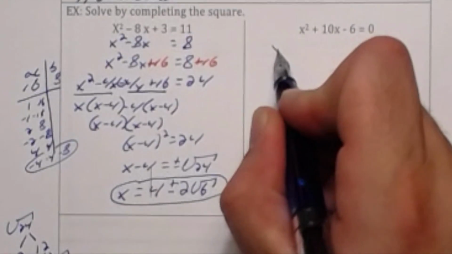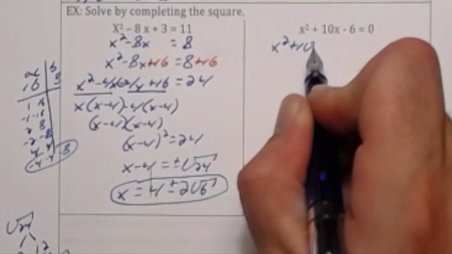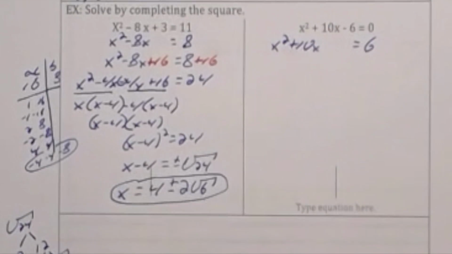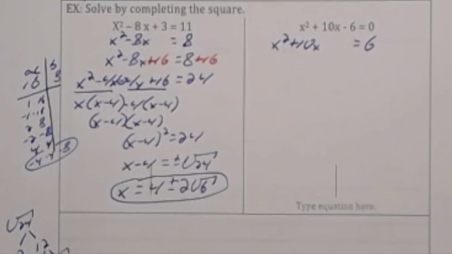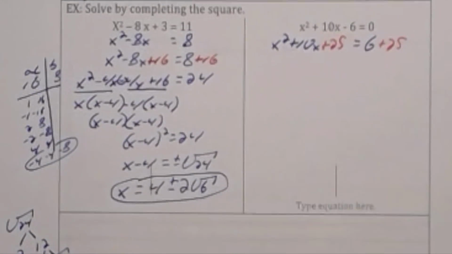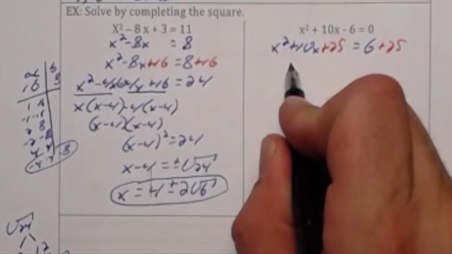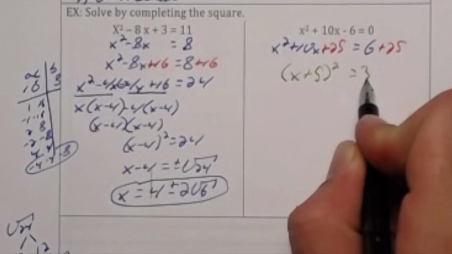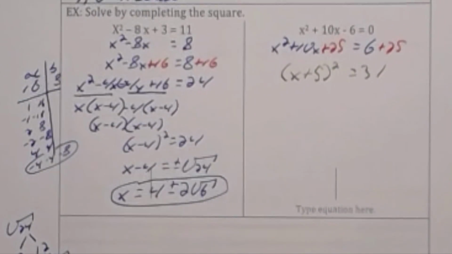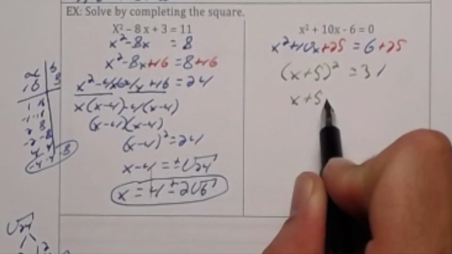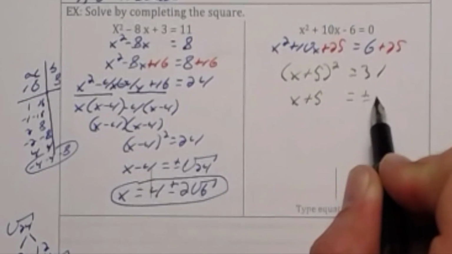Let's look at a second example. x squared plus 10x minus 6 is equal to 0. I'm going to add 6 to both sides, giving me the space to complete my square. Half of 10 is 5, and 5 squared is 25. Now I like to keep that 5 in mind. Remembering that it was a 5 squared that gave me that 25, when I factor that perfect square trinomial, what I'm going to get is x plus 5 squared is equal to 31.